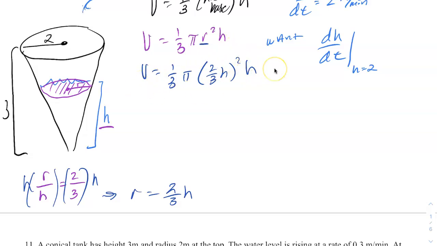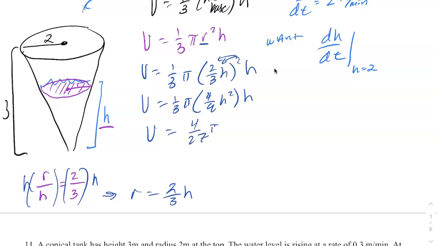So we have this. Now, before we take a derivative, let's simplify it a little bit. The squares will go to both things. So I'm going to get 1/3 pi 4/9 h squared times h. If I simplify that some more, I'm going to get 4/27 pi h cubed. Just did some algebra: square everything inside here. 1 times 4 is 4, and 3 times 9 is 27, pi, and then h squared times h is h cubed.